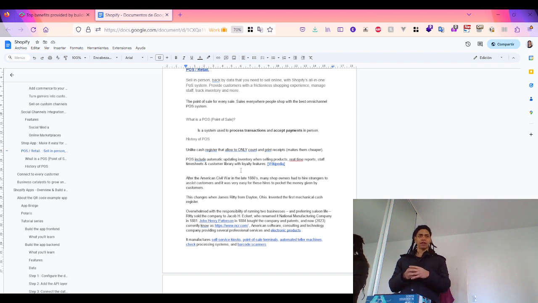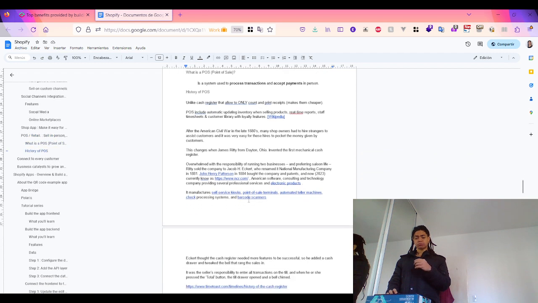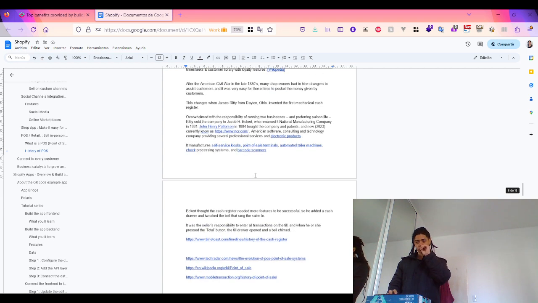They recorded it as the incorruptible mechanical cash register. He ran out of business, and he sold the patent. So, overwhelmed with the responsibility of running two businesses and preferring the saloon life, Ritty sold the company to Jacob H. Eckert, who renamed it the National Manufacturing Company.